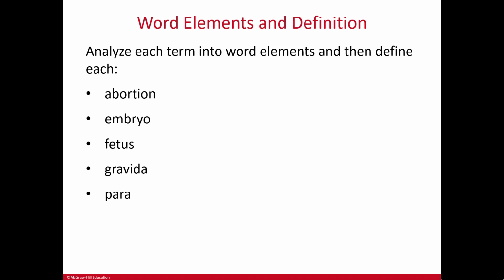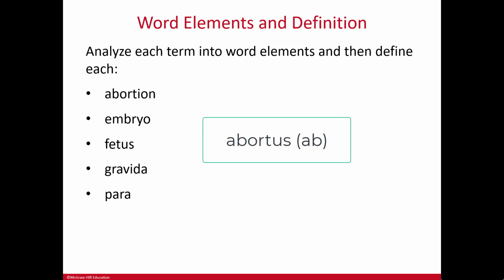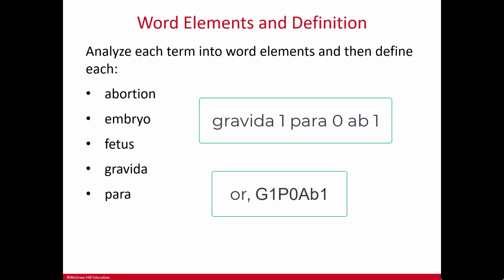So, for example, if a woman gives birth to a child after 20 weeks, she would be described as gravida 1, para 1. When reading or documenting, referring to pregnancy, abortus refers to the loss of pregnancy before the 20th week. So, for example, if the woman was pregnant once but lost the baby before 20 weeks, she would be described as gravida 1, para 0, AB 1.